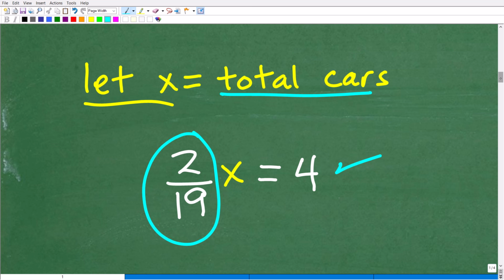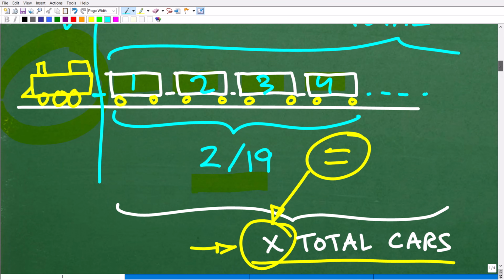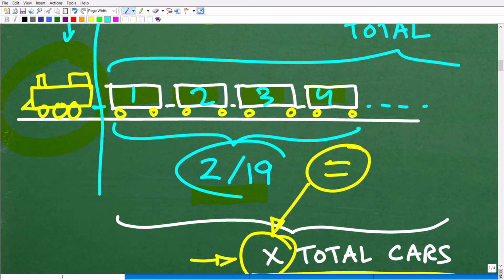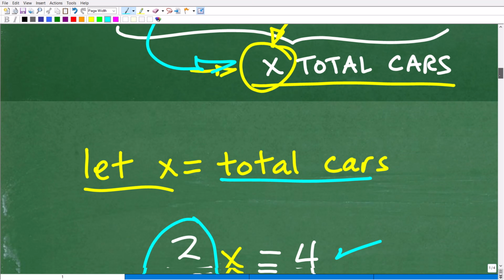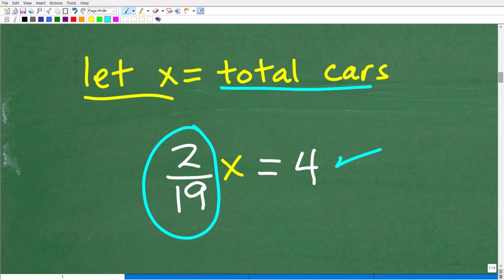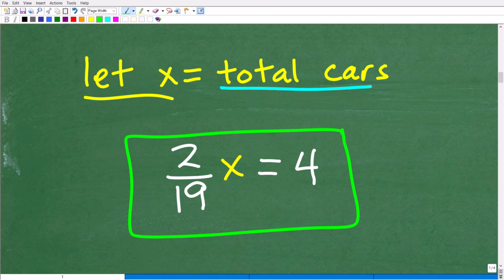So let's go back and double check this. Well, 4 cars is 2/19 of the train. Well, how many cars is the train? Well, it's x cars. So 2/19 of this number is 4 cars. So if that makes sense to me, hopefully it makes sense to you. So now we have a lovely equation. 2/19 of x is equal to 4. And now what do we have to do? Well, we have to solve this equation.